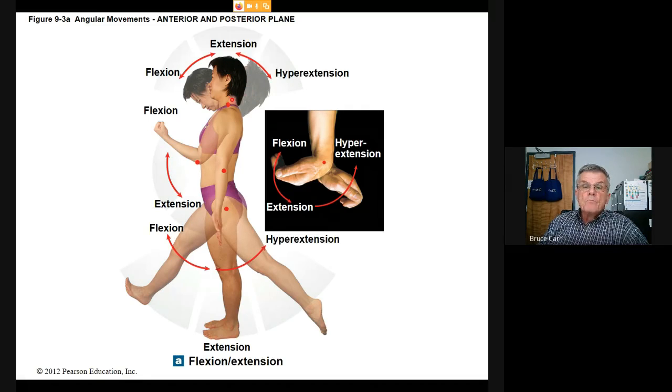This is a movement of the head, and it's based on a number of different joints here in the neck, so it is a complex movement. So anterior and posterior plane, flex in the forward, extend in the return, and if you can go beyond the return to hyperextension, then that's typically a ball and socket joint.